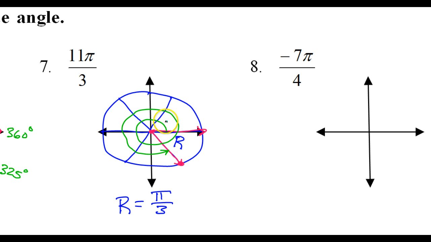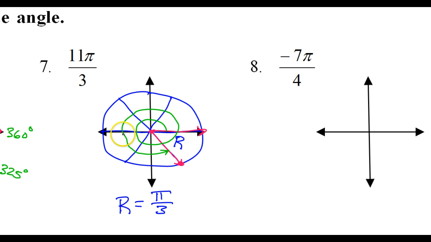Now look, that was the short way, and I was able to do that because it was a special angle. Pi over 3 is one of those ones that you memorize. Pi over 3, pi over 4, pi over 6, and pi over 2. Those are special angles. But what if they'd given us like 11 pi over 5 or something like that, something that was not a special angle? Then you would have had to do it the long way. So let me show you the long way in case you don't get a special angle.